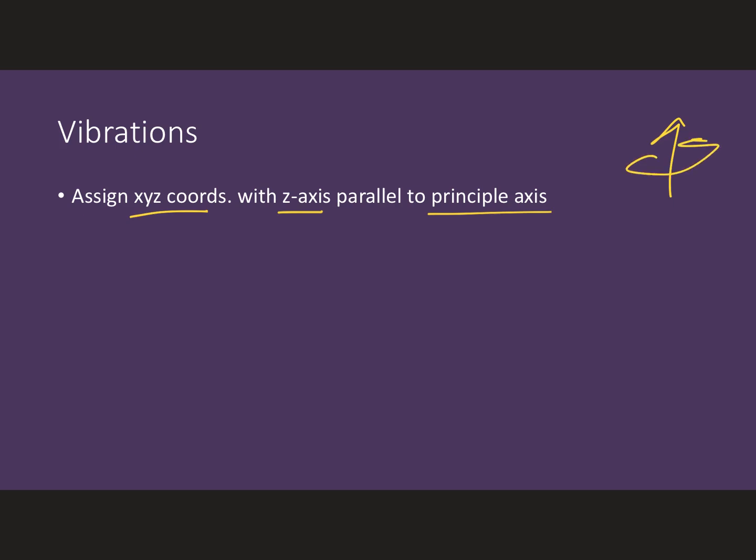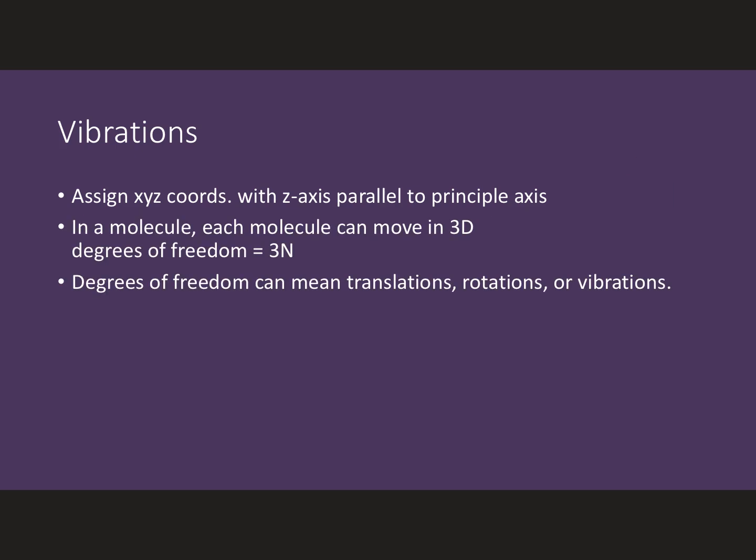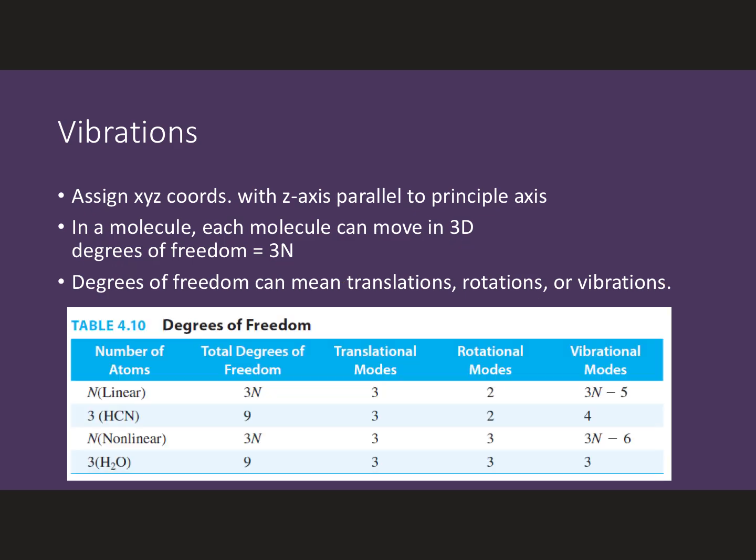Just doing some simple math, we recognize that each atom can move in 3 directions. So we've got 3 directions it can move times the number of atoms in a molecule. This is our total degrees of freedom for that molecule. And again, degrees of freedom just means how can we translate it, rotate it, or see a vibration of the molecule. Now, all of these motions are going to be part of this 3n total degrees of freedom. So let's see how that works out here.